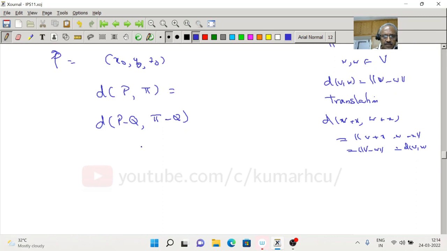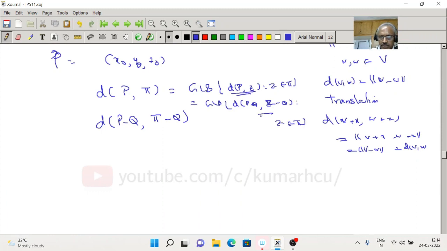Again, you should notice this is by definition the GLB of the distance between p and some vector z in pi. But this GLB is the same as the GLB of the distance between p minus q and pi z minus q, as z varies over pi. Do you understand this? Each one of these numbers is equal to this number.